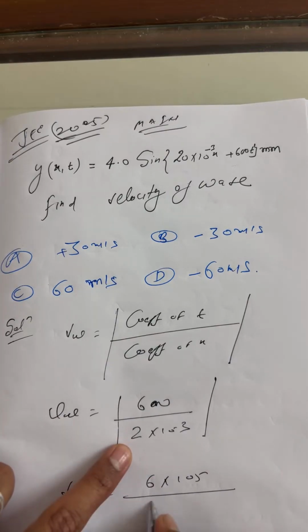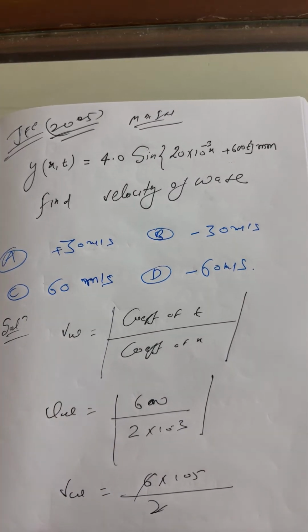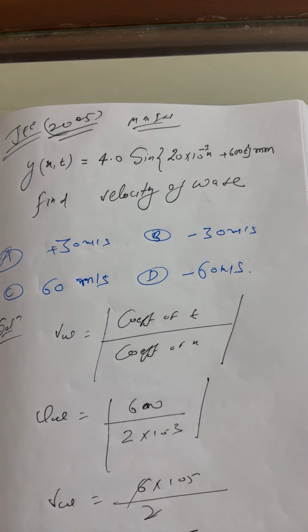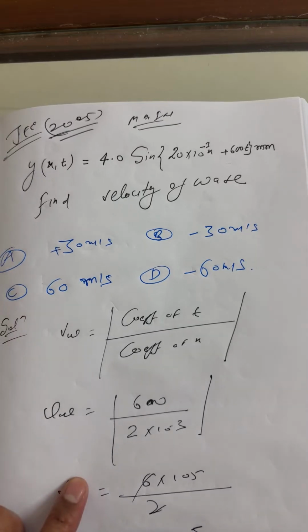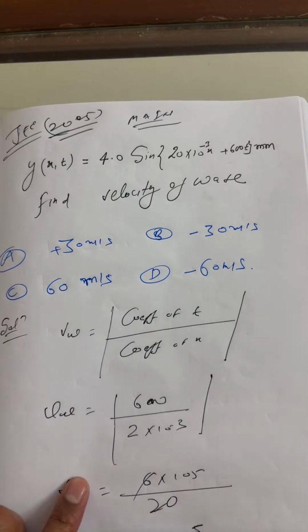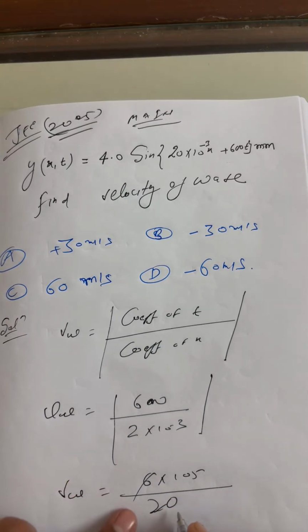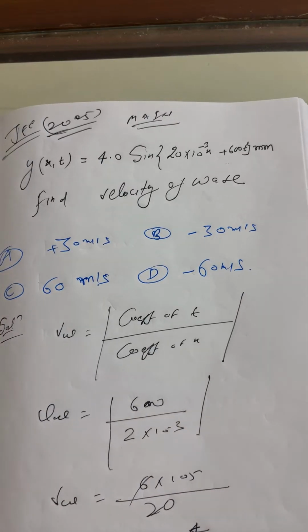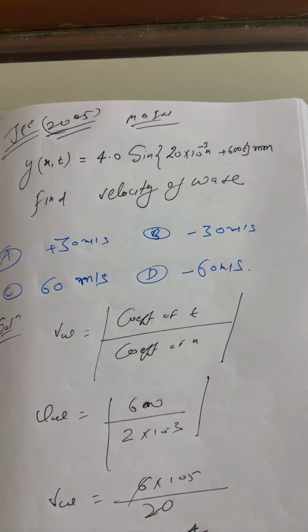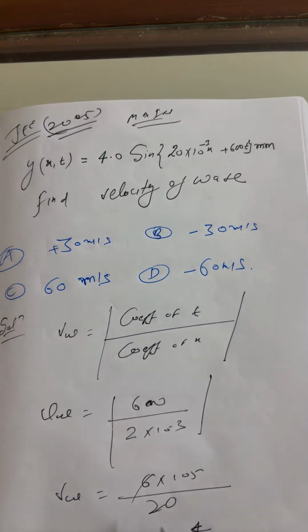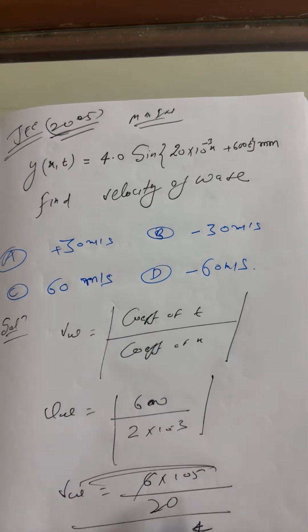This is 2 threes are 6, so we can write 3 into 10 to the power 5. And the coefficient of t is 20 here. Since I have x in mm here, this was the wrong solution.